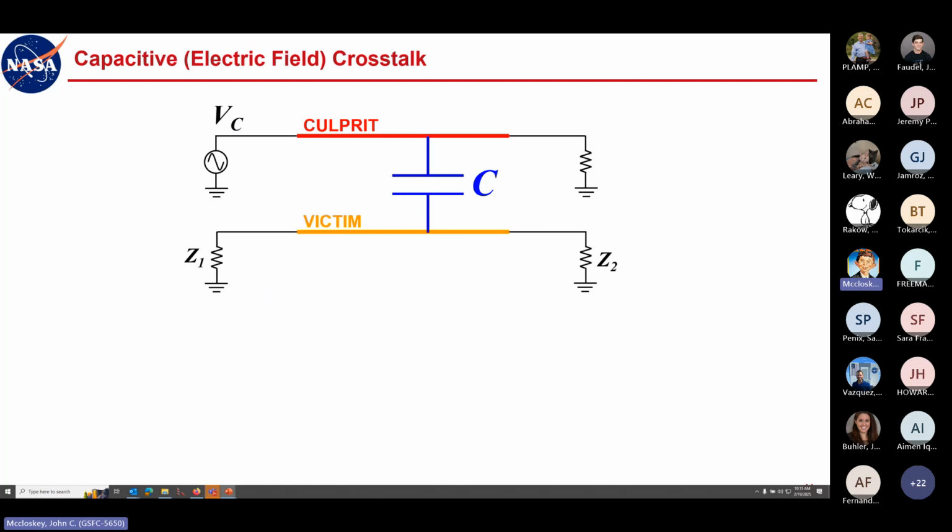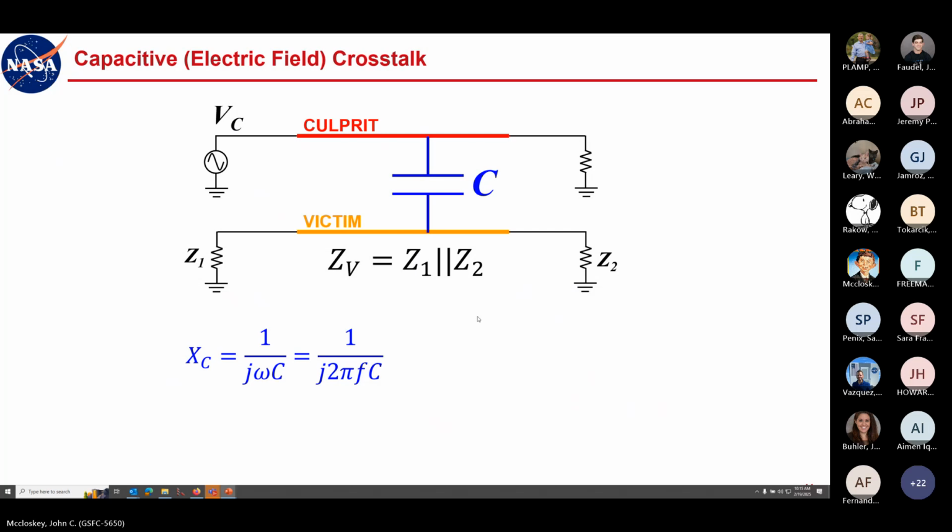And if you have conductors that don't have a conductive connection between them, there will be capacitance between them, always. It's just a matter of degree. If they're sufficiently far apart, then the capacitance isn't a significant factor, but it's always there. So you'll have some capacitance between the conductors, and so you'll have that capacitive reactance, the familiar 1 over j omega C. Then you're also going to have the victim impedance to the signal reference, which is just going to be the parallel combination of these terminating impedances on either side. And so you're setting up an impedance divider.